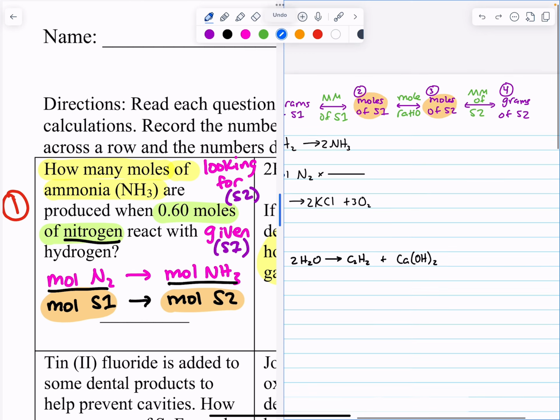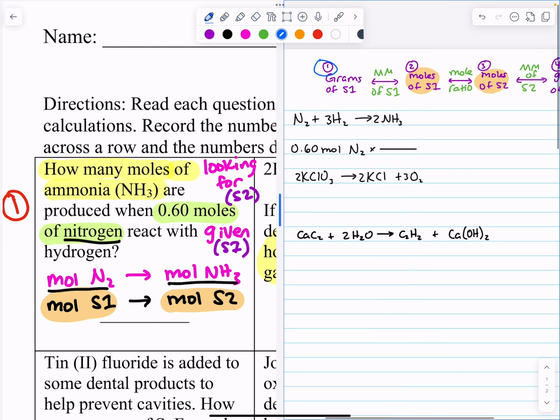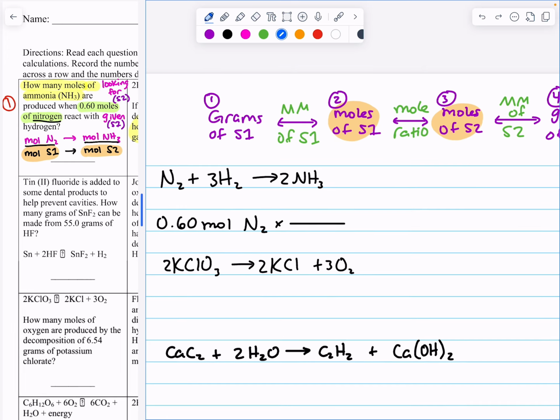The numbers that I put on top are steps. So step 1, step 2, step 3, step 4. And to jump between each step, you have certain conversion factors you need to follow, so be mindful of that. Now that I know what I need, I will solve.